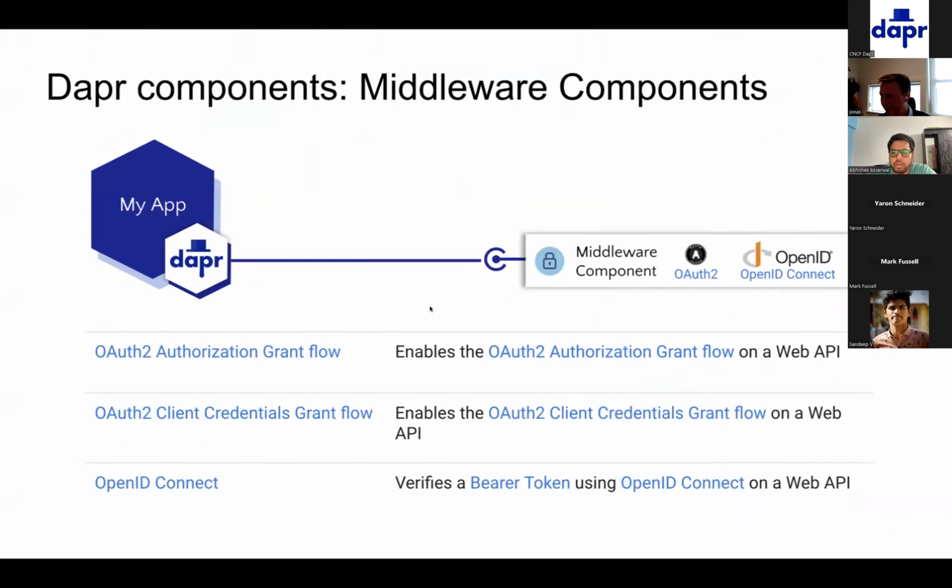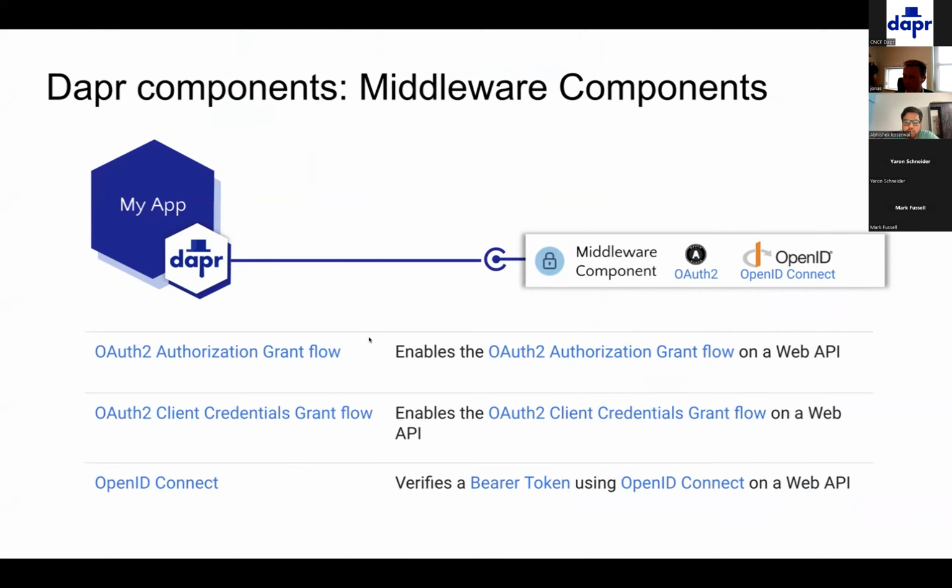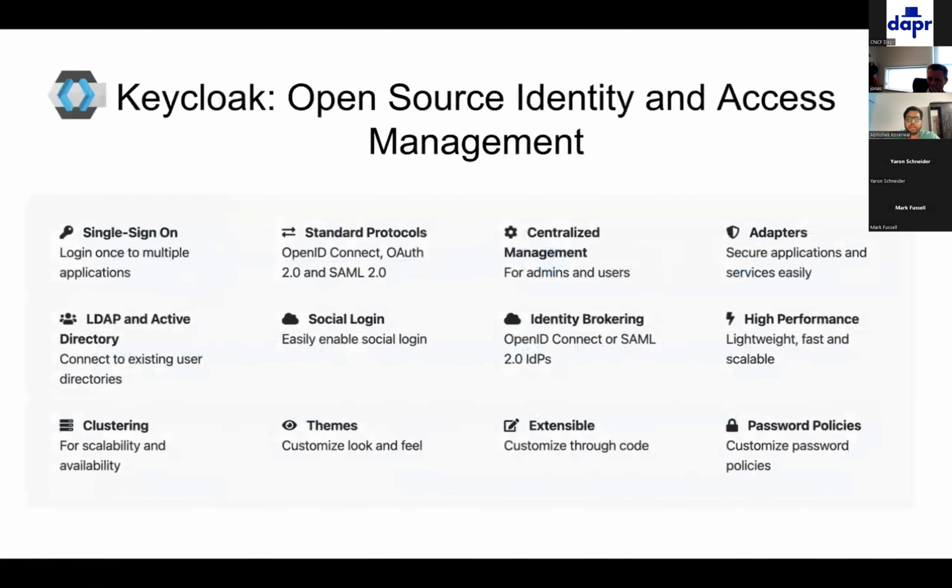I'm using the latest Dapr version, 1.11, and Dapr's HTTP middleware comes with three ways you can secure your application. There are three components: OAuth2 authorization grant flow, OAuth2 client credential grant flow. Basically, they are part of the same OAuth hierarchy, and they are different ways to secure based on the flow type. And the third one is OpenID Connect. We will review all these three and what the difference is in the flow.